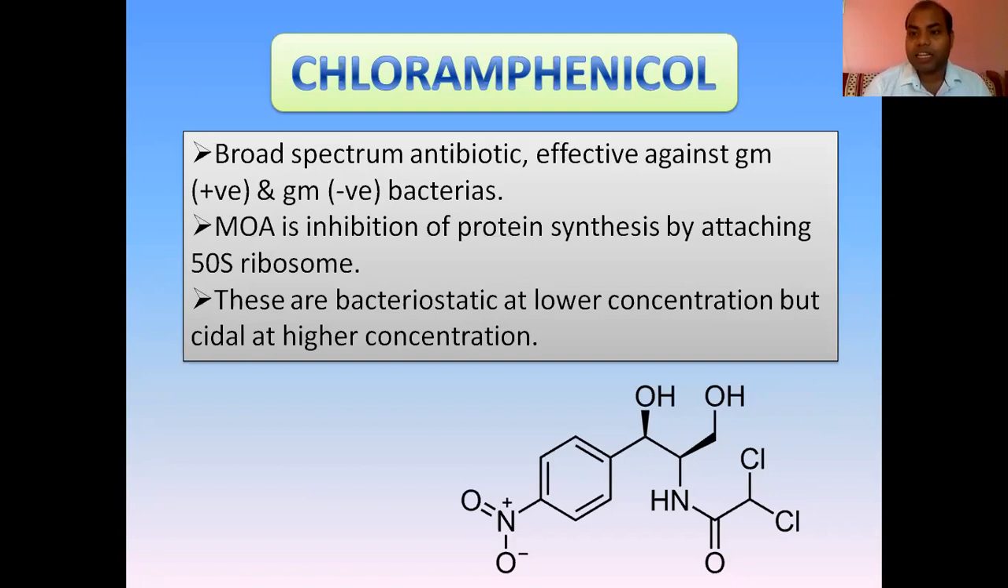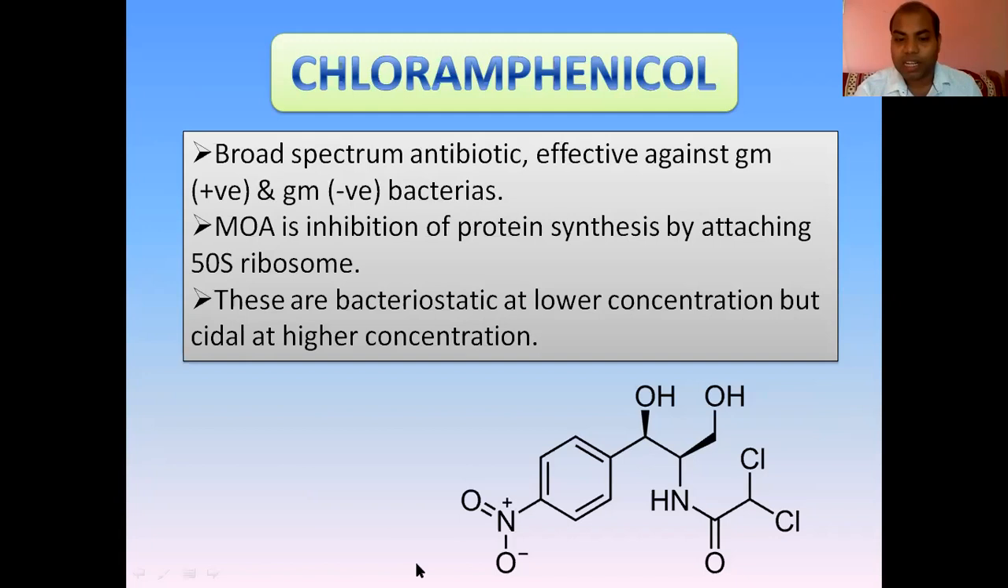These generally bind to the 30S ribosome, and sell at 50. Sell stands for streptomycin, E stands for erythromycin, and lincosamide and linezolid. They generally bind to the 50S ribosome. That's why sell at 50. So chloramphenicol is under this class of sell, you can remember that C is also for sell. These are generally bacteriostatic at lower concentration, but cidal at higher concentration.